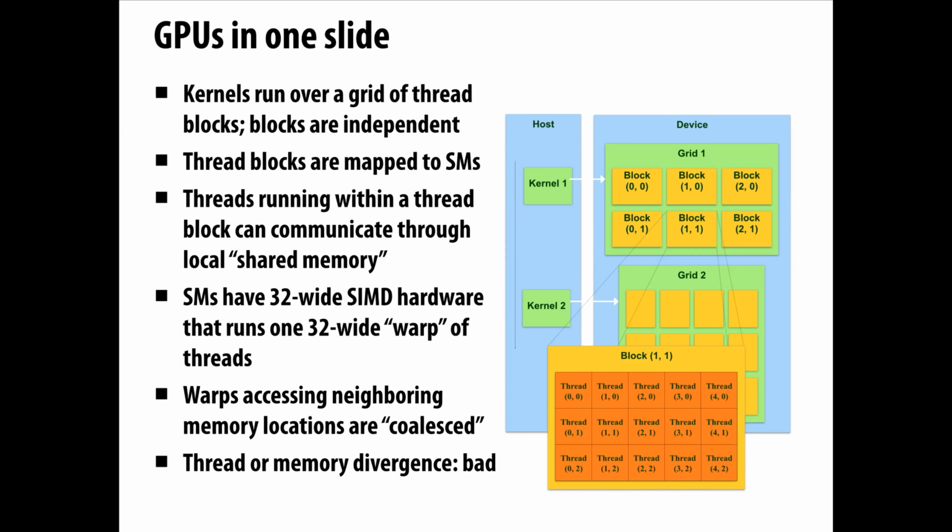Now, within one of these SMs, we have SIMD style hardware. So 32 threads are going to run in lockstep at the same time. And we're going to turn out to use that a lot in this work, this idea that we have a warp of threads that's going to run in lockstep. And that's sort of the hardware atom that's inside each of these SMs.